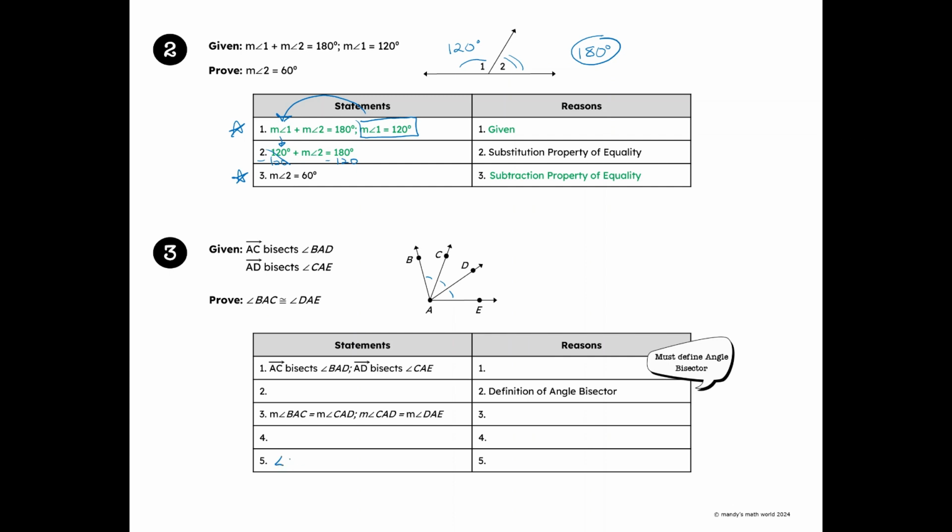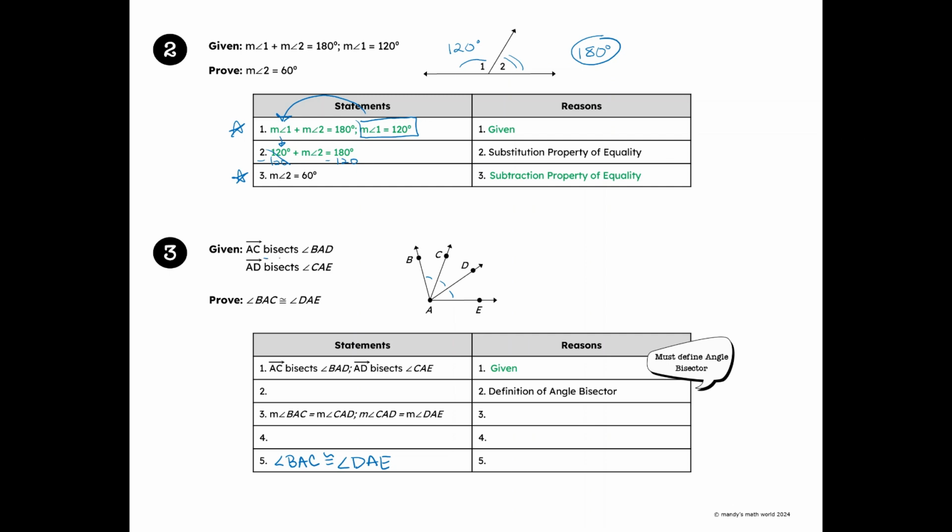We're trying to get to angle BAC is congruent to angle DAE. You can always write that. Go ahead and write that down, right? You know that's going to be the last step in your proof. Okay. What's the reason? The first reason is always given.